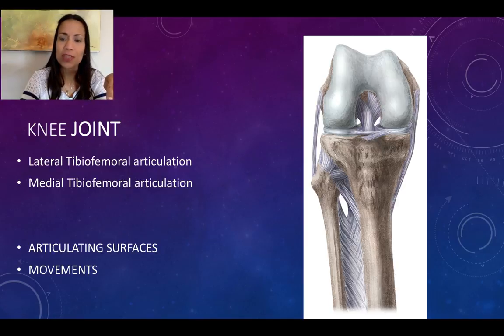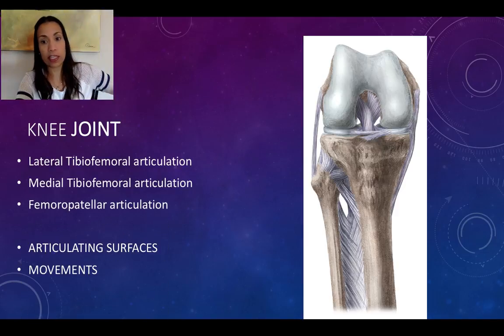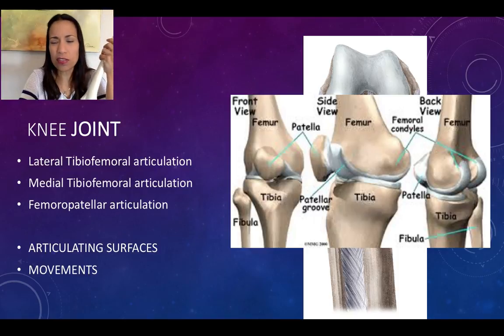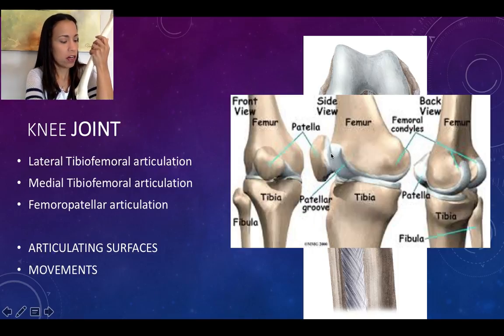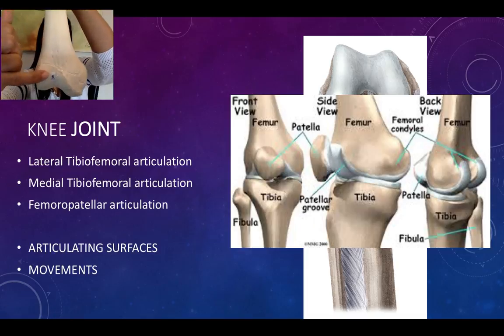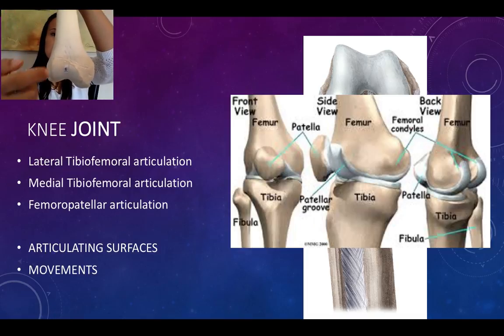tibiofemoral articulation. And then we have the femoropatellar articulation, which is the articulation between, kind of blurry, but between the patellar surface of the femur and the posterior surface of the patella. And we place it like that.